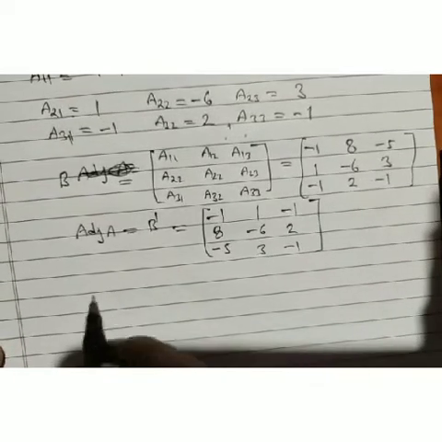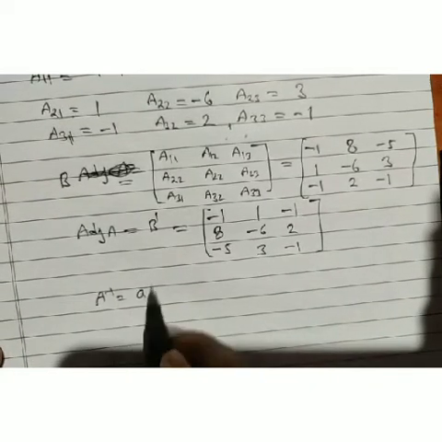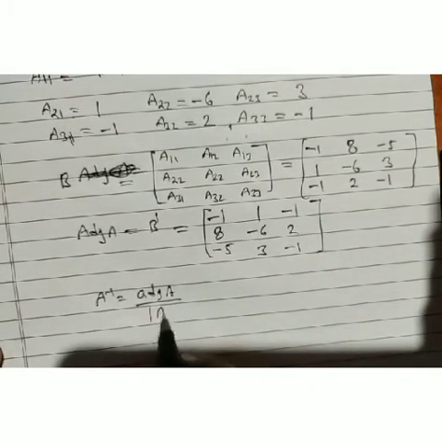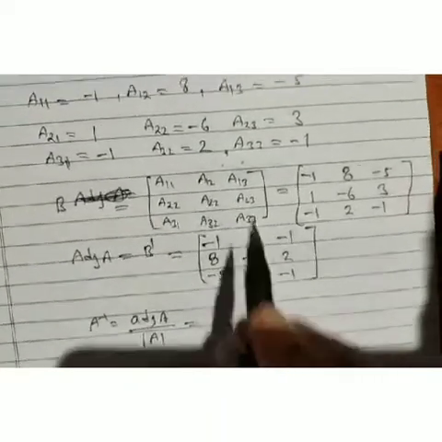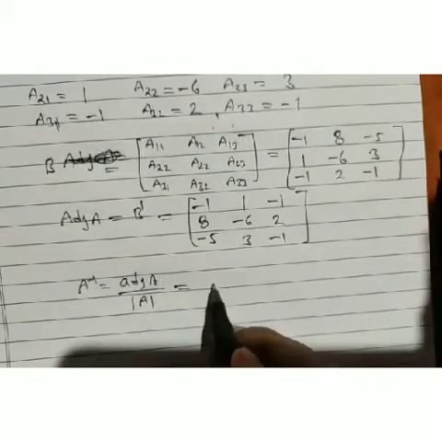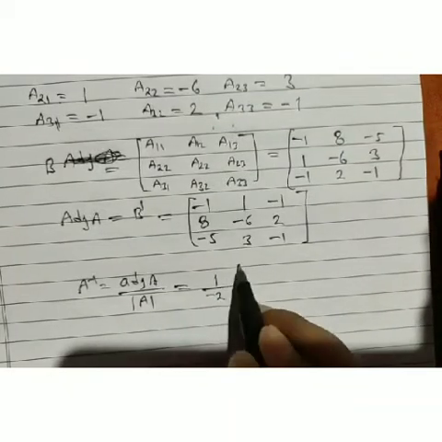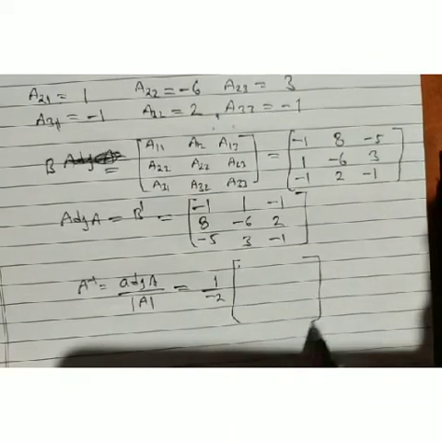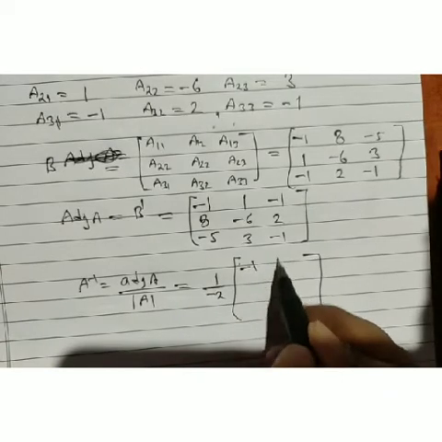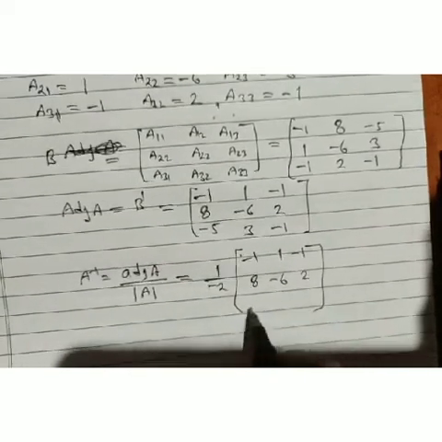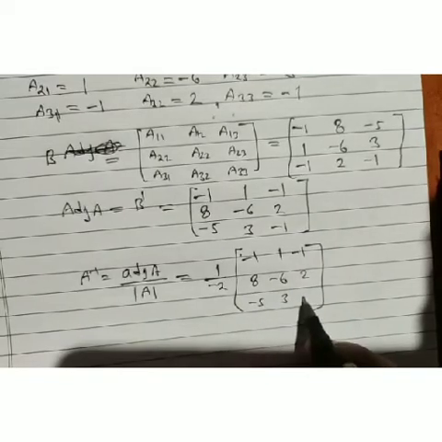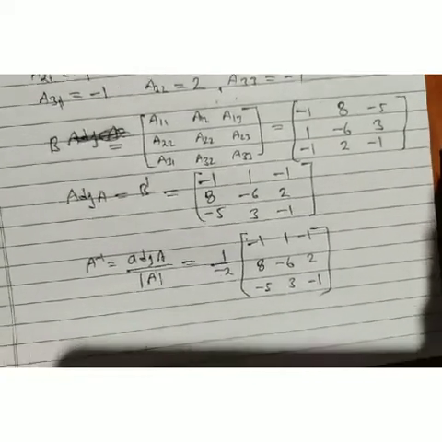Now our A inverse is what? It's the adjoint of A divided by the determinant of A. And what do we have? 1 over the determinant of A, what we have? We have 1 upon minus 2, and our adjoint of A is: minus 1, 1, minus 1, 8, minus 6, 2, minus 5, 3, minus 1.